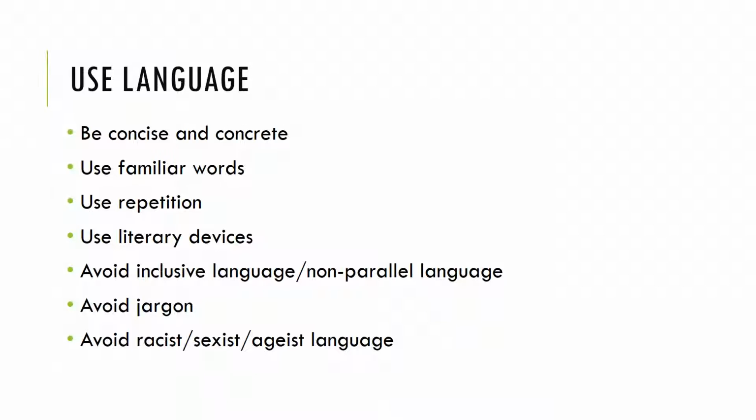Also, you want to avoid non-parallel language. So, instead of saying fireman or waitress, you use words like firefighter or server, or you don't need to point out somebody's gender if it's not important to the story. So instead of letting us all know that that pilot is a female pilot, you can just say that Amelia Earhart is a pilot because she's a pilot.